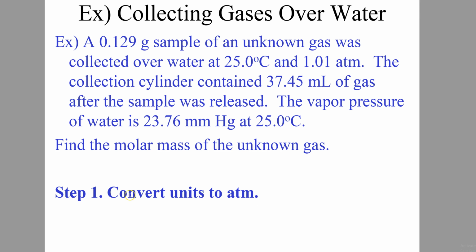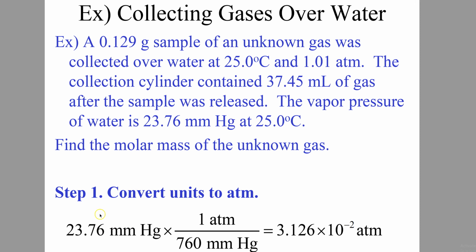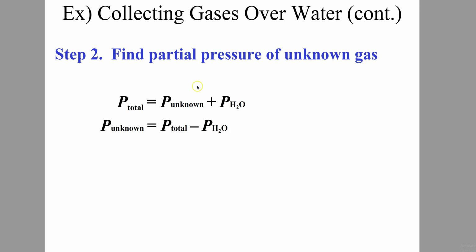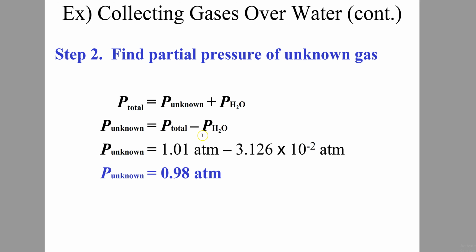The first step is to convert the units to atmospheres. The vapor pressure of water, 23.76 millimeters of mercury, is 3.126 times 10 to the negative 2 atm. The second step is to find the partial pressure of the unknown gas. Going back to our equation, P total is the pressure of the unknown plus the pressure of the water vapor. So we subtract the water vapor from the total: 1 atm minus 3.126 times 10 to the negative 2 gives an unknown pressure of 0.98 atm.